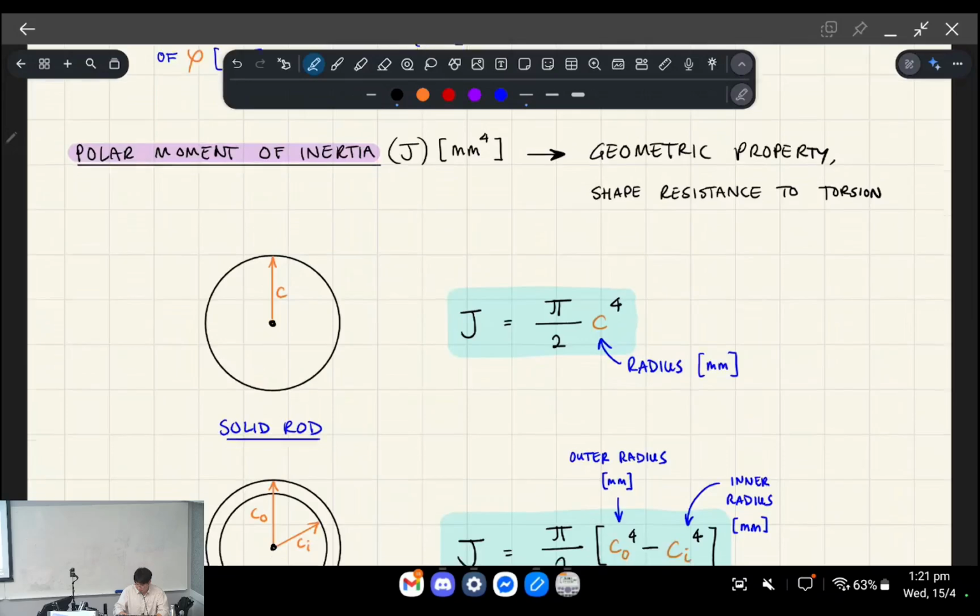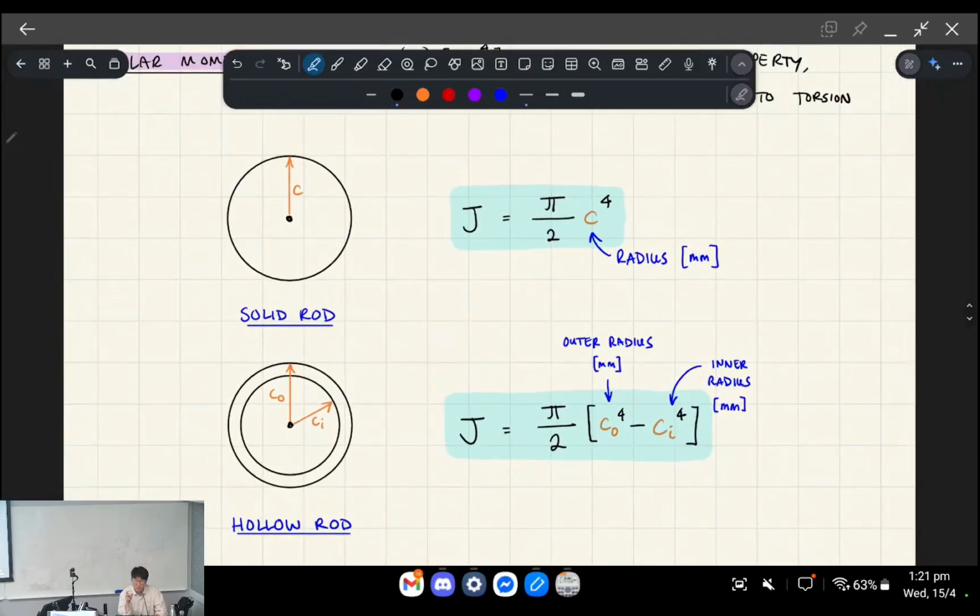What I want you to know is that in this course, there are only going to be 2 types of cross sections that you need to calculate J for, okay? You need to calculate it for a circle, which is a solid rod, a cylinder. And a hollow one, like that, so it's hollow on the inside. The only difference in notation is c_o refers to the distance from the middle to the outer edge, and c_i refers to the distance from the middle to the inner edge of the hollowness of that cylinder, yeah?